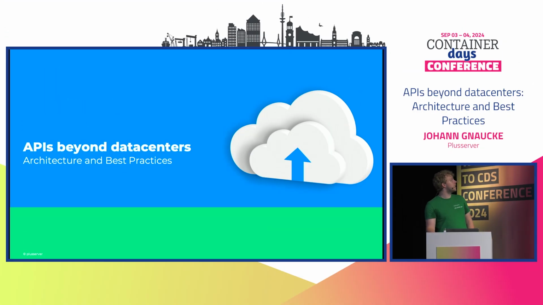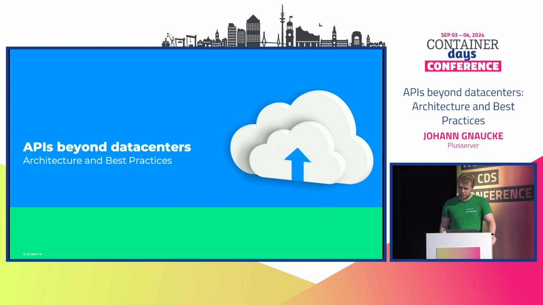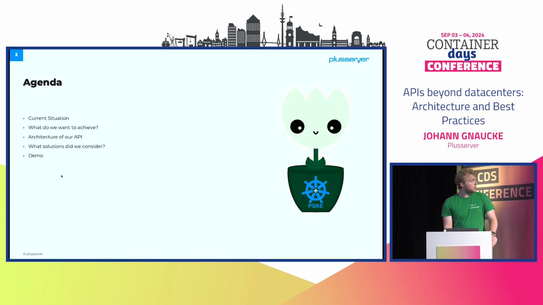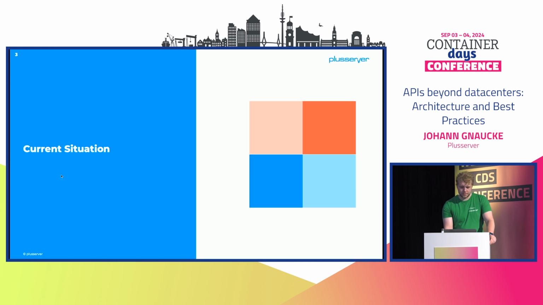Today we're going to talk about APIs beyond data centers, what architecture we chose, and what the best practices are that we learned along the way. Just a quick agenda. I will talk about our current situation and what we even wanted to achieve with our new API, the architecture of our API, what solutions we considered to scale this API across data centers and make it failure-proof. And I will also show a very short demo.